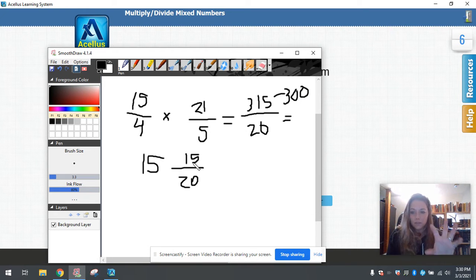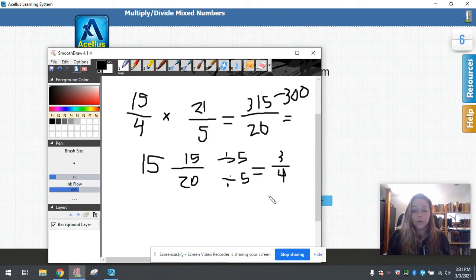Now I have my mixed number, good, but the fraction part is not reduced or in its lowest terms. I know that 15 and 20 are both divisible by 5 because they end in 5 or 0. So I'm going to divide the numerator and the denominator in 15/20 by 5. When I do that, I get 15 divided by 5 is 3, and 20 divided by 5 is 4. I cannot reduce 3/4. When I'm writing my answer, I need to not forget that I have this whole 15 over here. So my answer is 15 3/4.